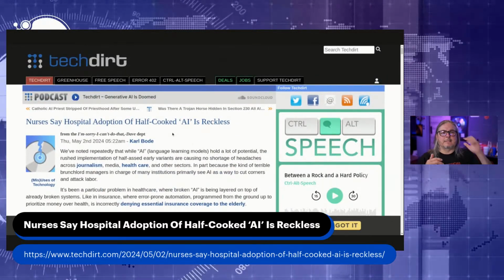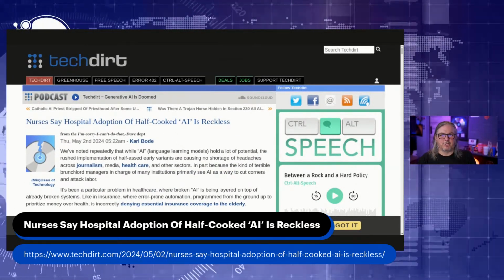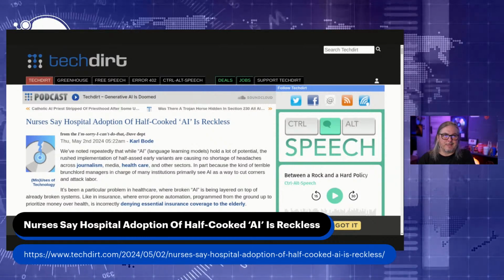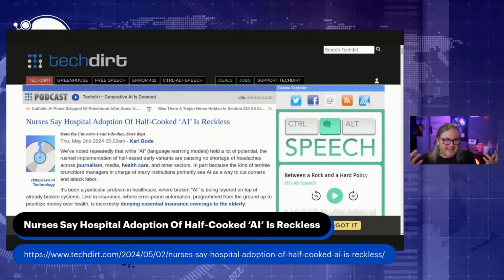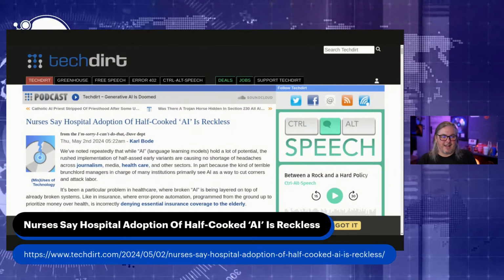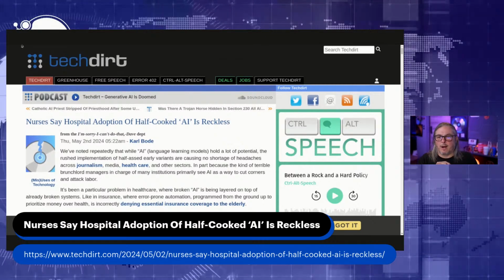And as I said, this is just another case of companies trying to force you into things that you don't necessarily need, or people just trying to monetize it. And I don't think that's necessarily the best idea. So that was a good article over here on Techdirt.